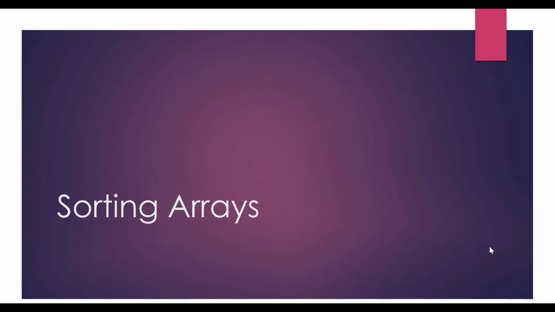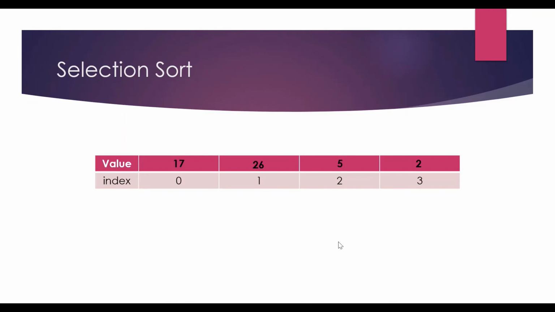And what we mean by in place, it means we are not using another array to store the array elements. We are going to sort the arrays in the same array that we have. So for example, if we have this array that has 4 elements, at location 0 we have 17, at location 1 we have 26, at location 2 we have 5, and at location 3 we have the number 2.